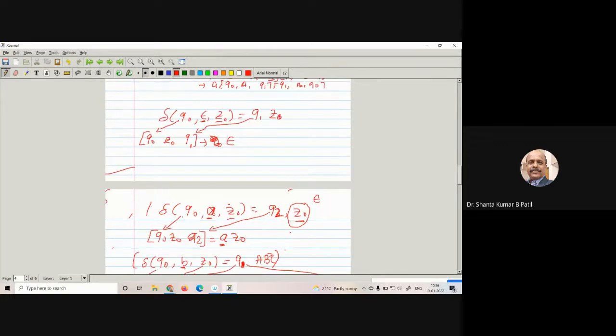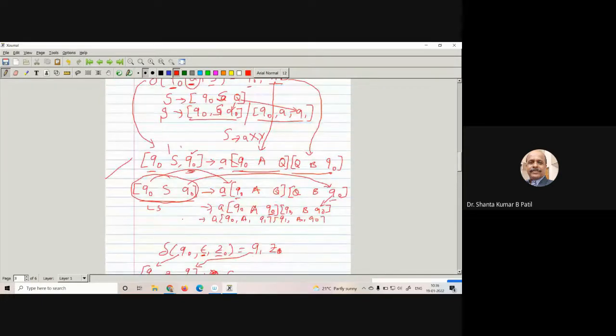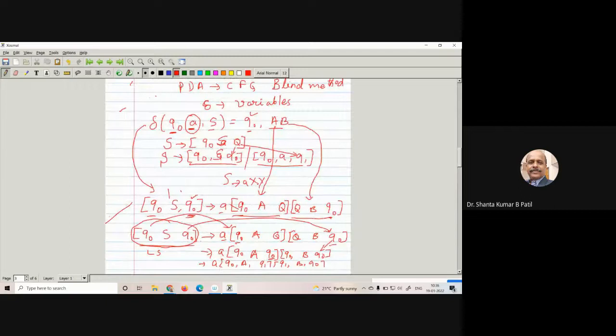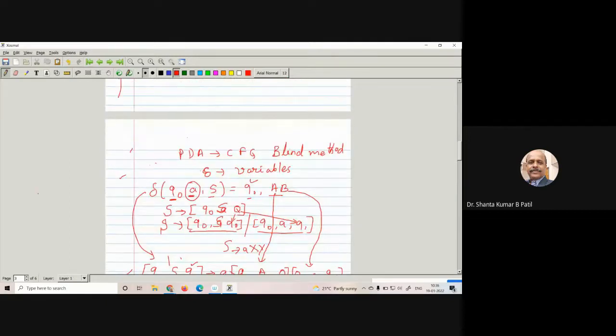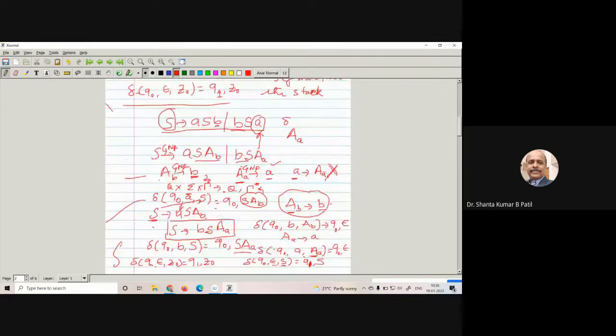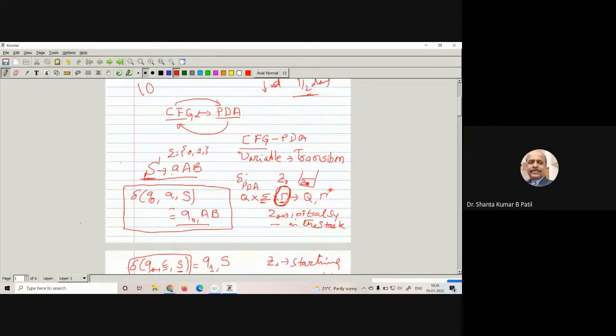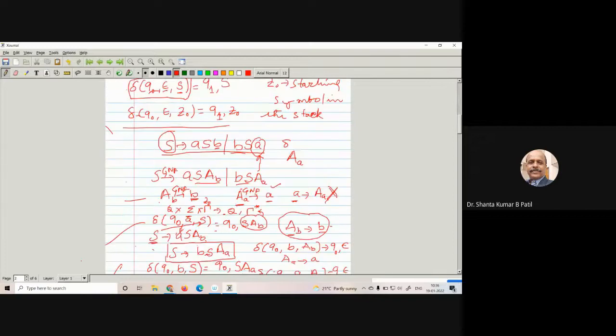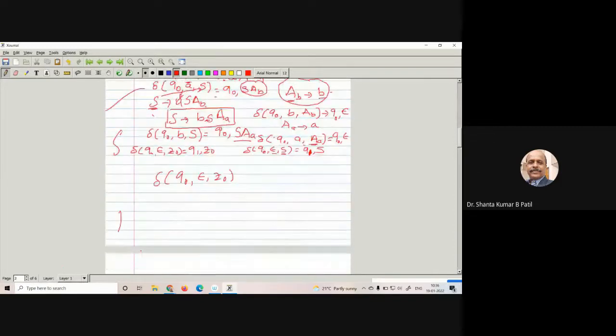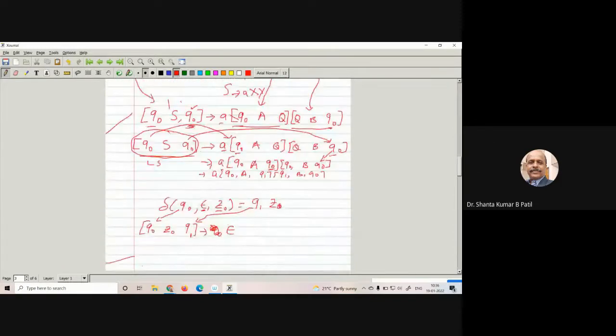It is a blind method. PDA to CFG is a blind method. That is why most of the time you will not find questions on PDA to CFG, but questions will be there on CFG to PDA. In that, productions are given, and you need to convert them into transition functions. This is regarding equivalence of CFG and PDA.